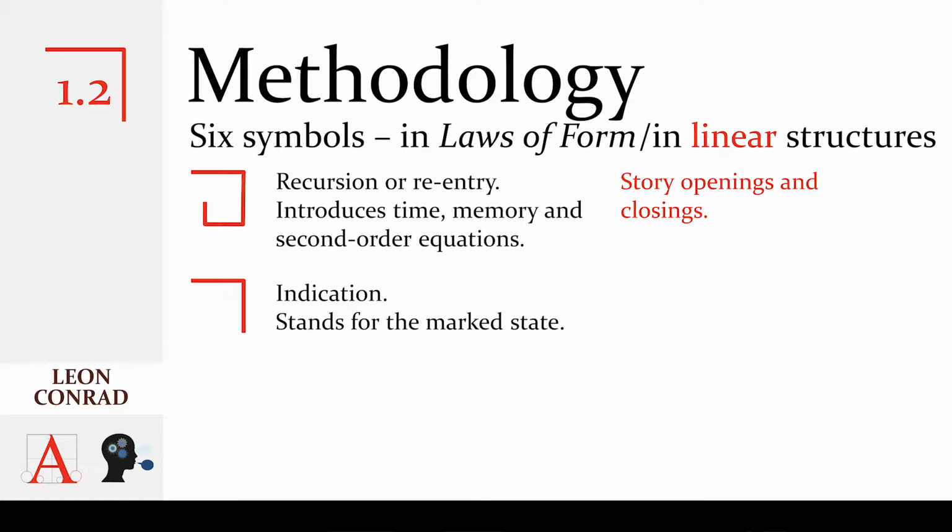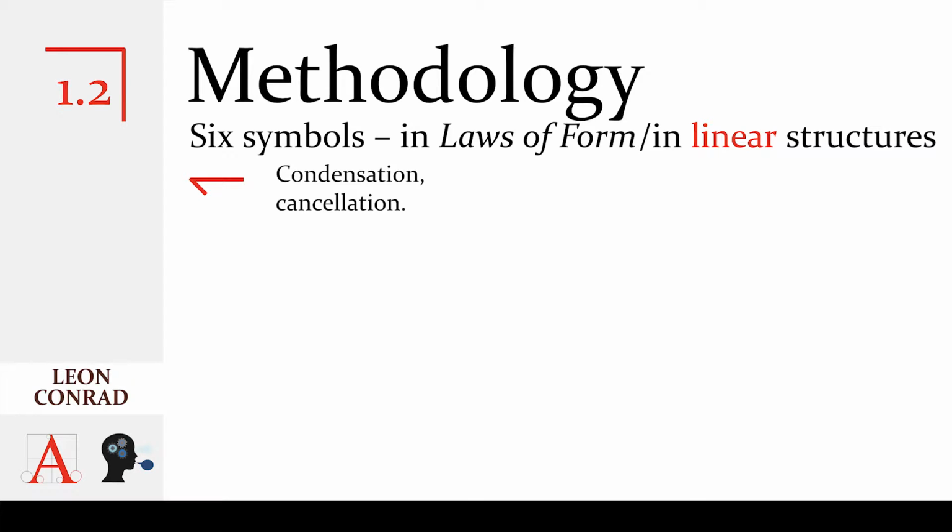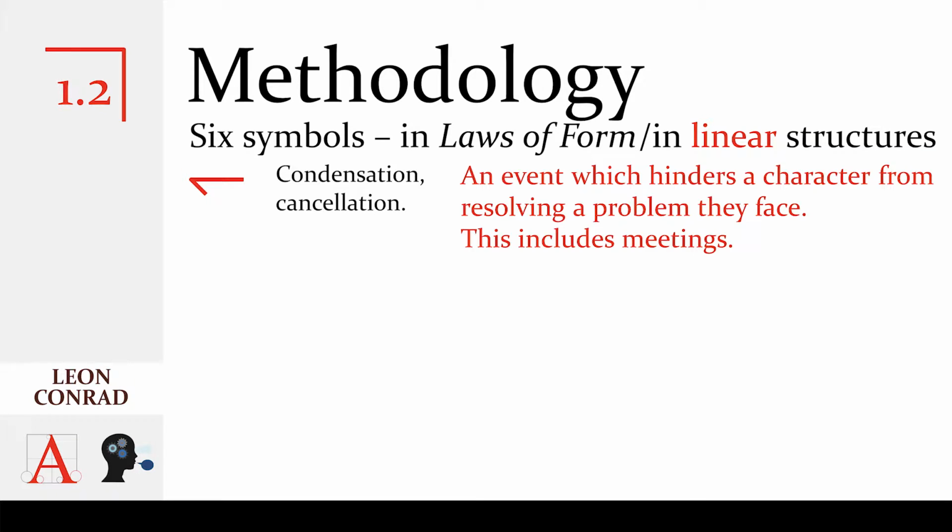The mark of indication stands for a who, when, where. A character in a particular time, in a particular place. The mark of cancellation I use in dynamic story structures, so I won't be looking at that a lot in this presentation, but it indicates a qualitative change in the relationship between the knower and the known. The backward step, which Spencer Brown uses to indicate a contraction, stands for a backward step in a character's journey that takes them from a problem towards its solution.